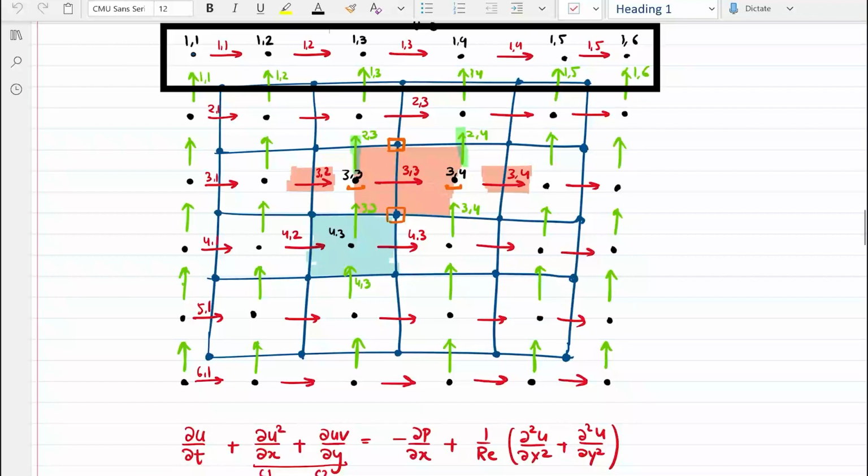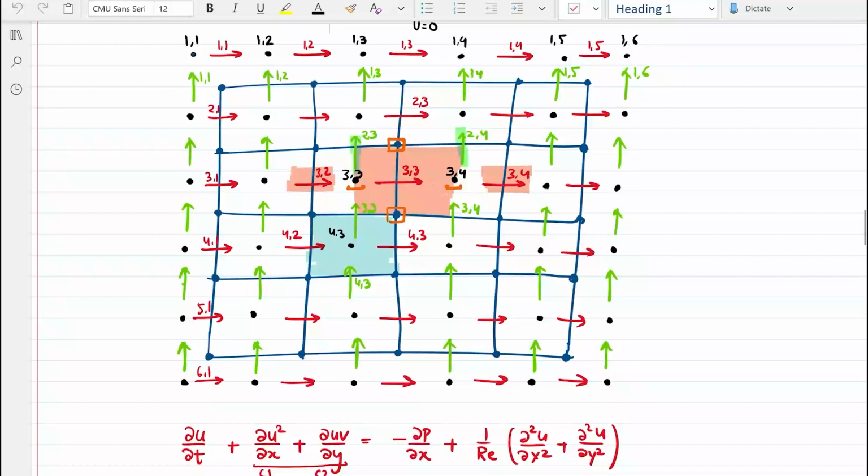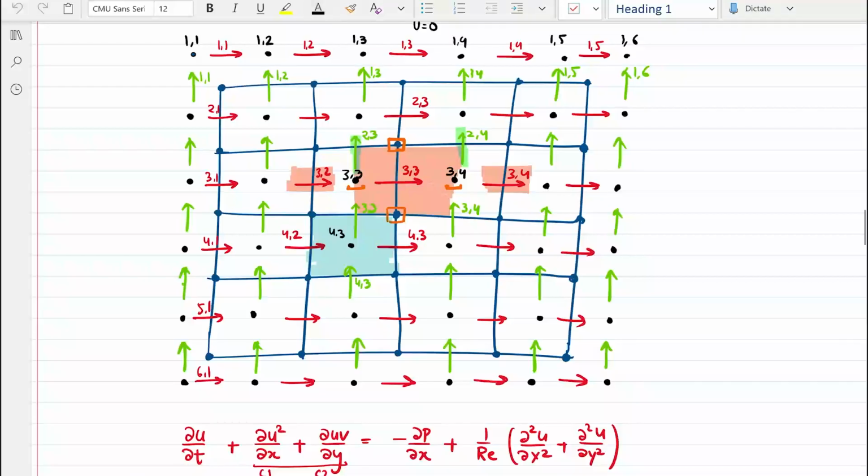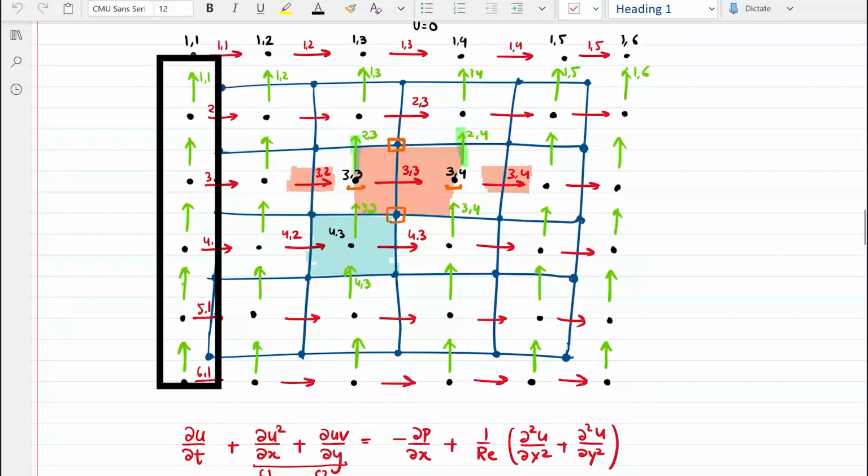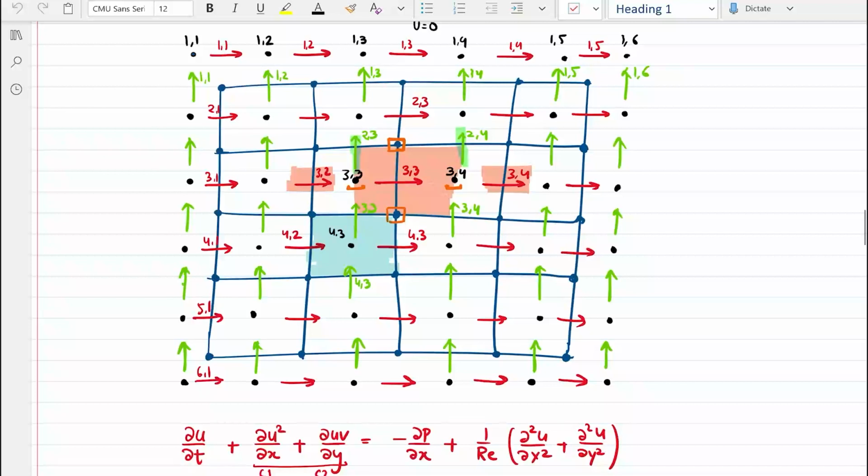6 rows and 5 columns. So the corresponding u velocity variable would have one extra row, and similarly the corresponding v velocity variable would have correspondingly one extra column. So it is 5 rows, 1, 2, 3, 4, 5, but 6 columns.